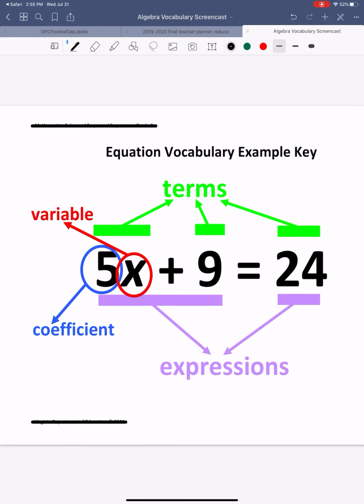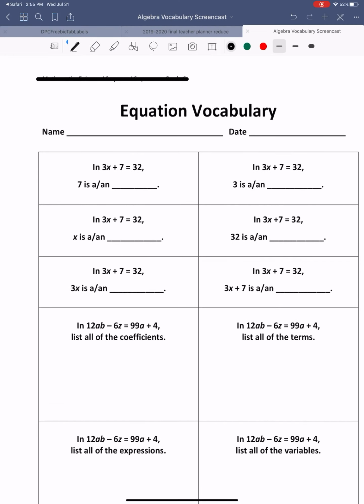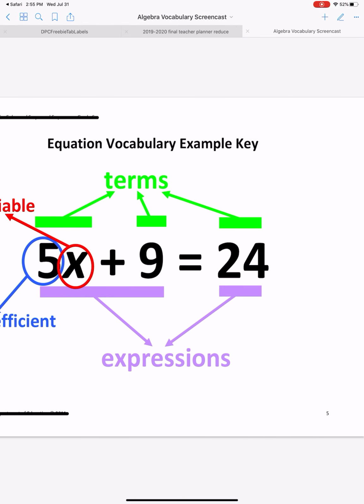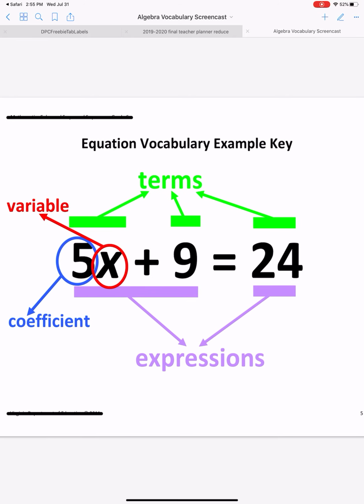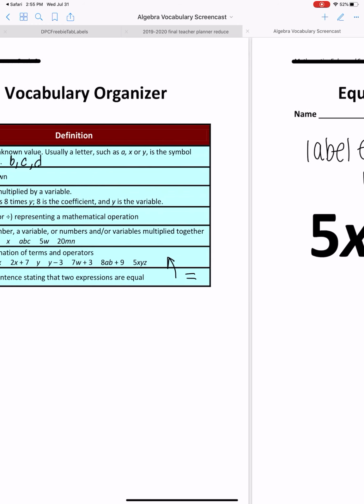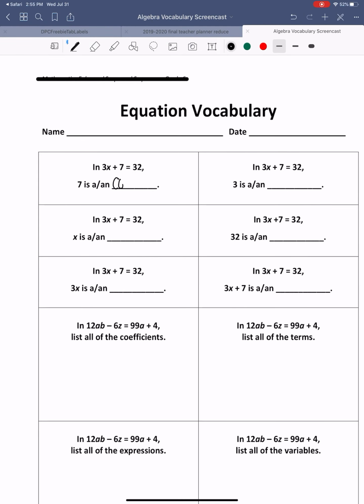So let's look at this a little bit further. In our equation vocabulary sheet, I'm going to do some with you, and then you guys are going to do the rest with a partner, and then a few on your own. So let's look at number 1. I have 3x plus 7 equals 32. 7 is a or an what? If I'm confused and I don't remember, I can go back and look at my example. If I look at my example, or even my definitions, that number 7 is by itself. So this 7 is going to be a constant.